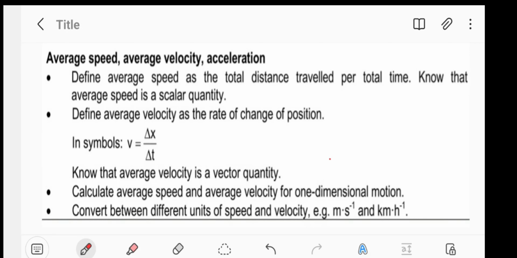Greetings. Let's talk about average speed, average velocity, and acceleration. Remember that in our previous session, we introduced ourselves to physical properties, and tried to classify whether these physical properties, being speed, velocity, acceleration, and others, are vector quantities or scalar quantities.